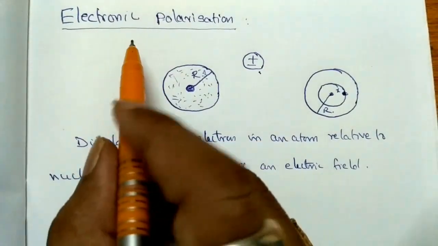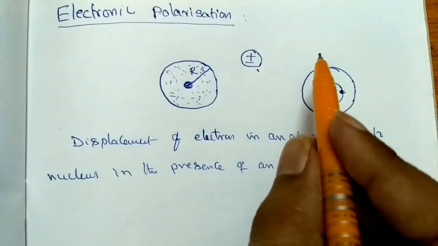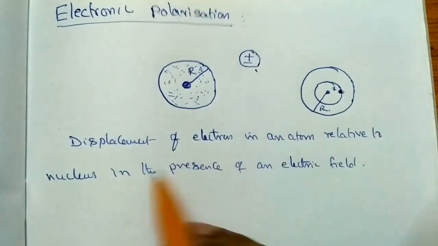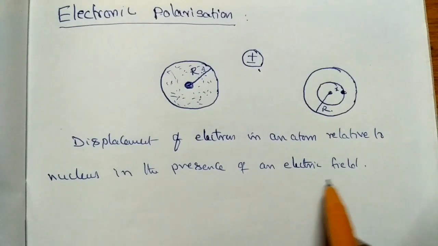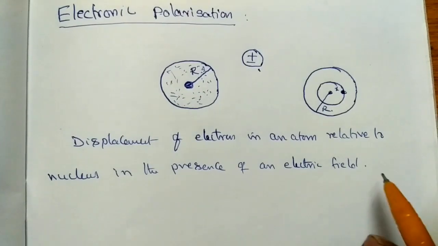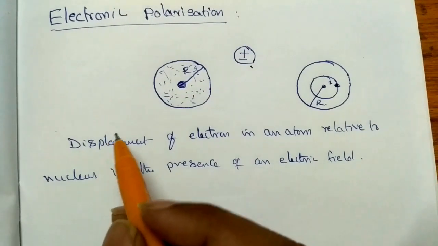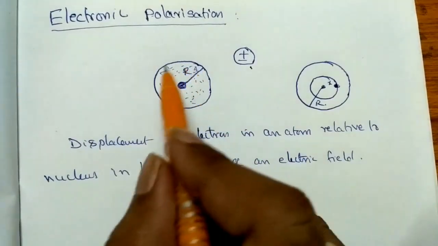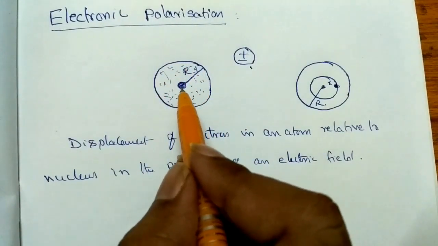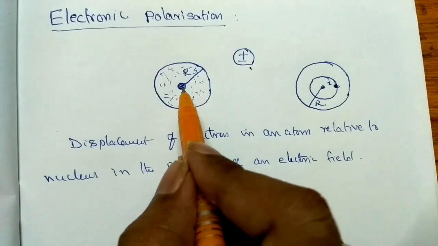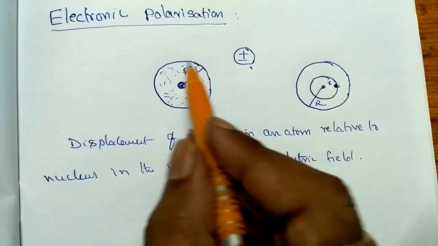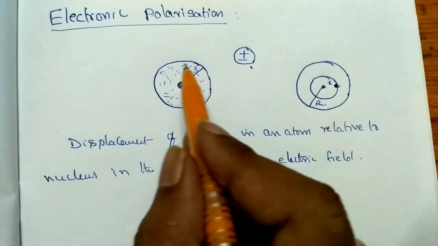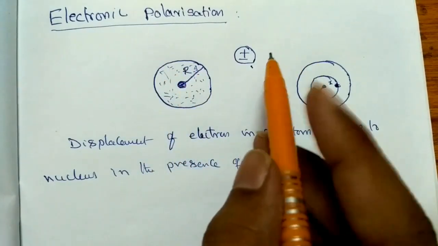Hi, my topic is electronic polarization. Here, electronic polarization means the displacement of electrons in an atom relative to the nucleus in the presence of an electric field. By application of an electric field, first of all, we have to know what this is. This is an atom which is spherical in shape. So this is the nucleus, and this is the radius of this atom. The atom is spherical.